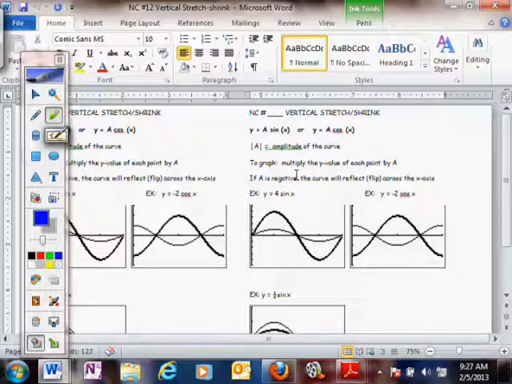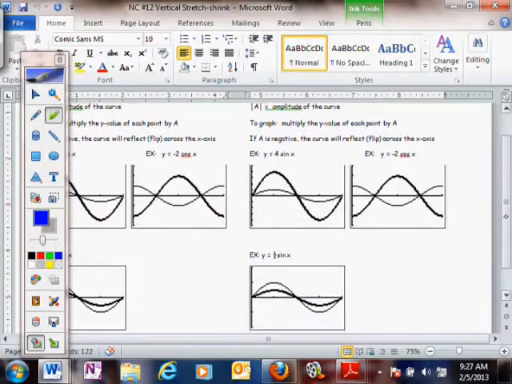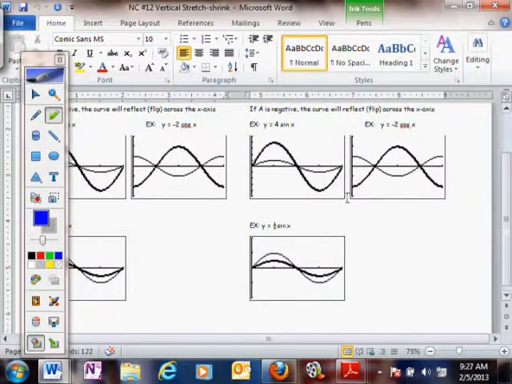If a is negative, that means that it's also going to reflect or flip in the x-axis, but if a is negative, just multiply every y value by that negative value, and you'll take care of it all at one time. Now what I've said might be a little confusing, but when I show you these examples, it should be pretty easy.